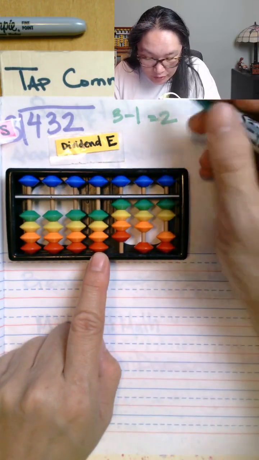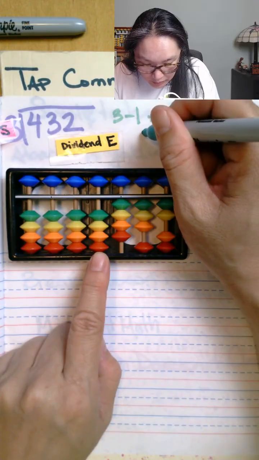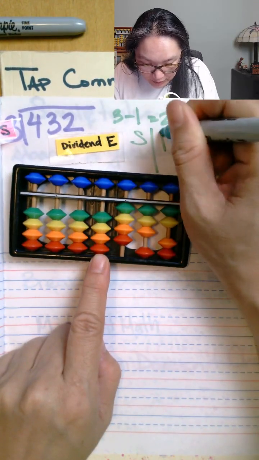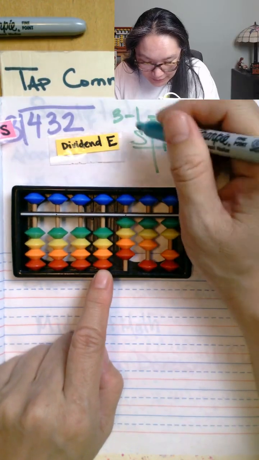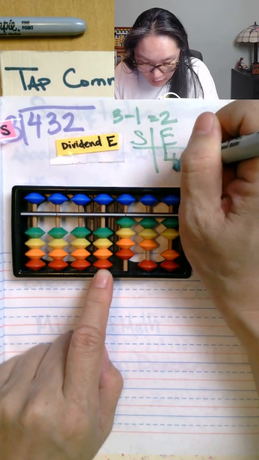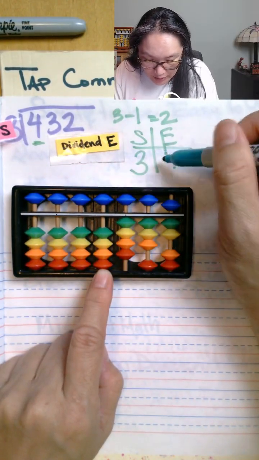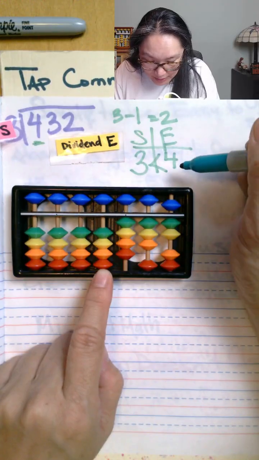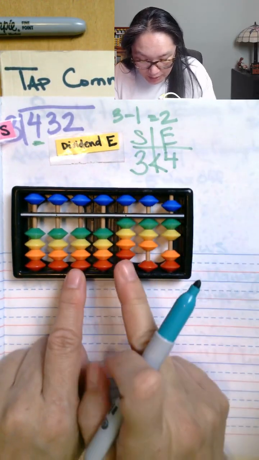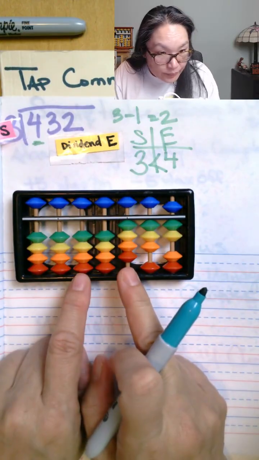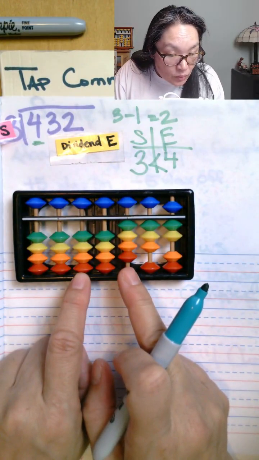The first thing I'm going to do is compare. Who is bigger, my dividend or my divisor? My dividend is 4. I'm only taking this 1 digit. My divisor is 3. My dividend is bigger. So I skip one column and I'm only going to take this one column. It counts one more time.